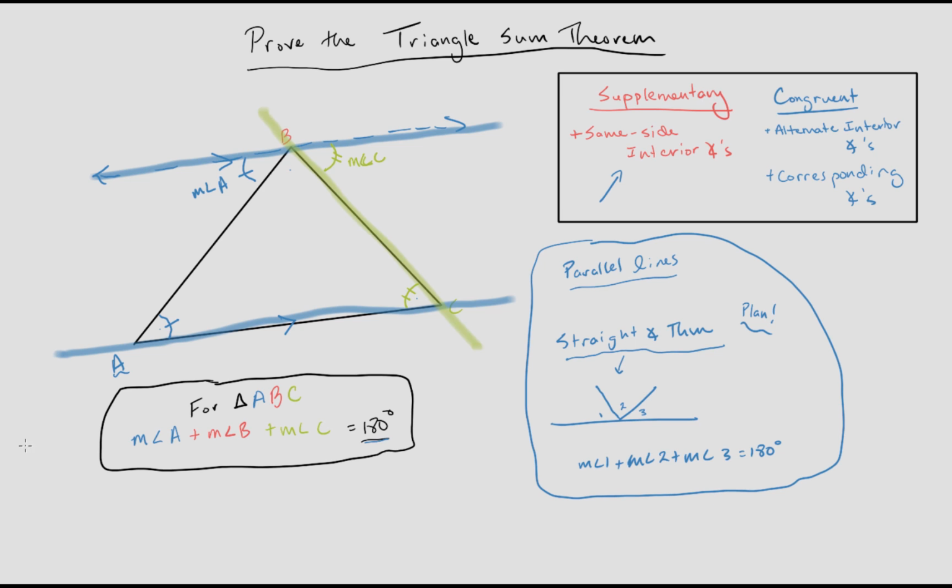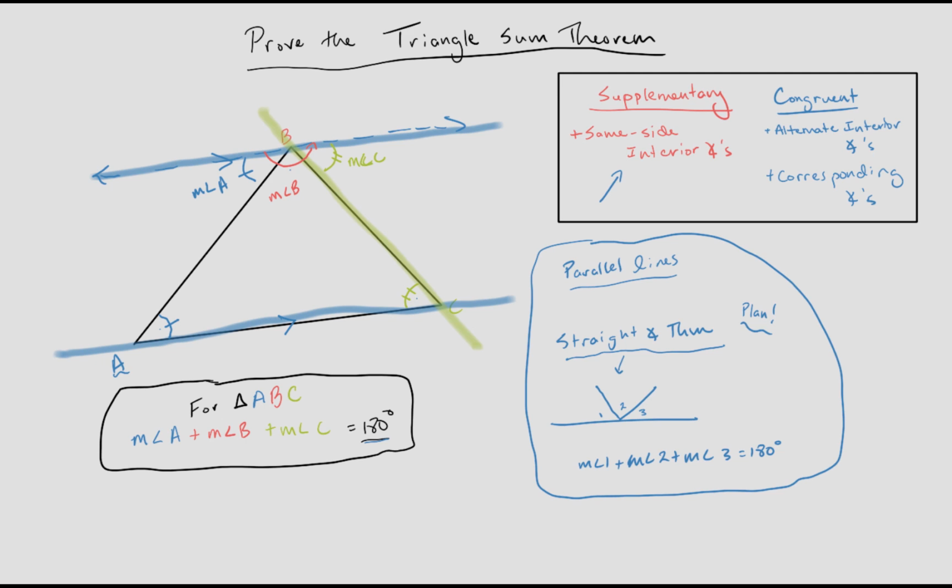And I'm just about done at this point, because I know that this is just the measure of angle B right there. And the measure of angle A plus the measure of angle B plus the measure of angle C form a straight angle. So I've actually proved this at this point.